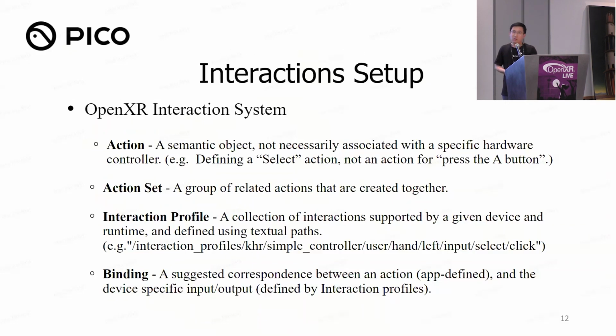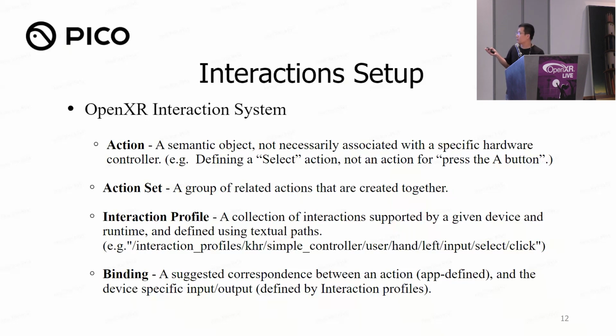Okay. After we set up the graphics, we need to set up the interactions. The interaction also is a very big topic, so we will not cover the whole picture here. Here are some key concepts. The first one is the action. It is a semantic object not necessarily associated with a specific hardware. For example, you can define a selection action rather than define an action for pressing button A.